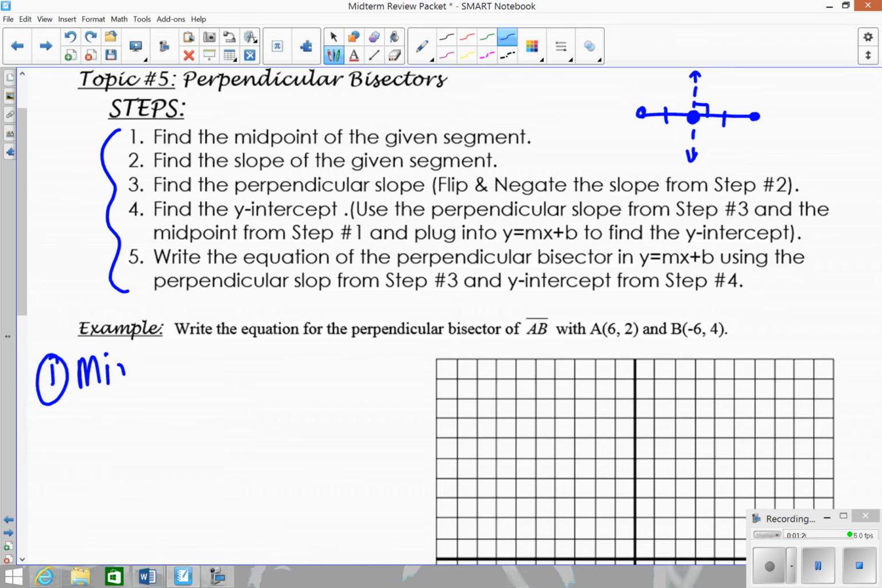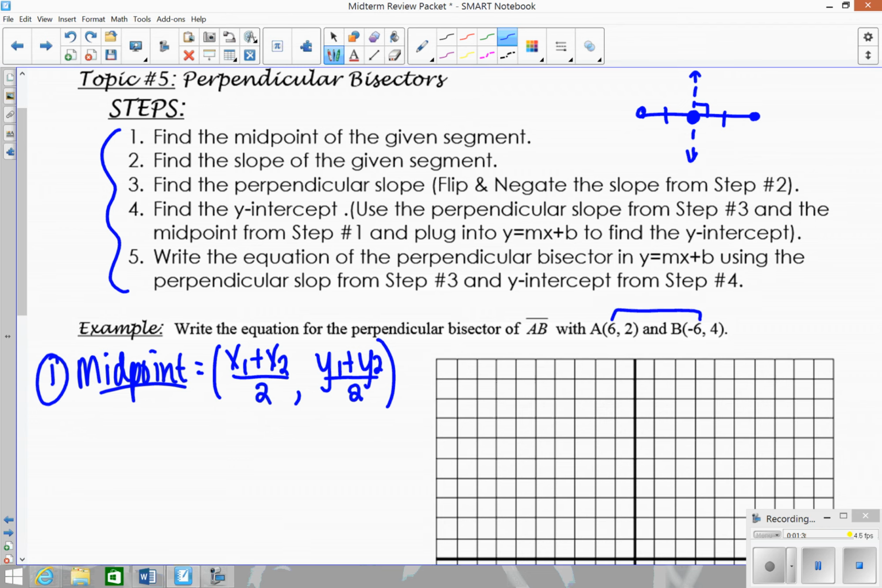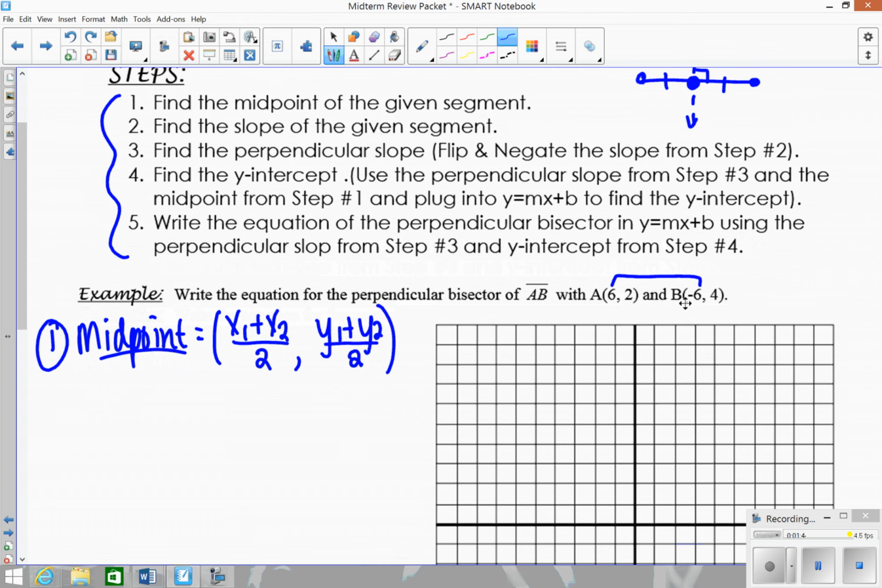The first step here is finding the midpoint, and the midpoint formula is x1 plus x2 over 2, comma, y1 plus y2 over 2. Basically you're taking the average of the x values and then the average of the y values. If I'm trying to find the perpendicular bisector of segment AB, I need to find the point in the middle of this segment. So I'm going to add the x's: 6 plus negative 6 over 2. And then add the y's: 2 plus 4 over 2.